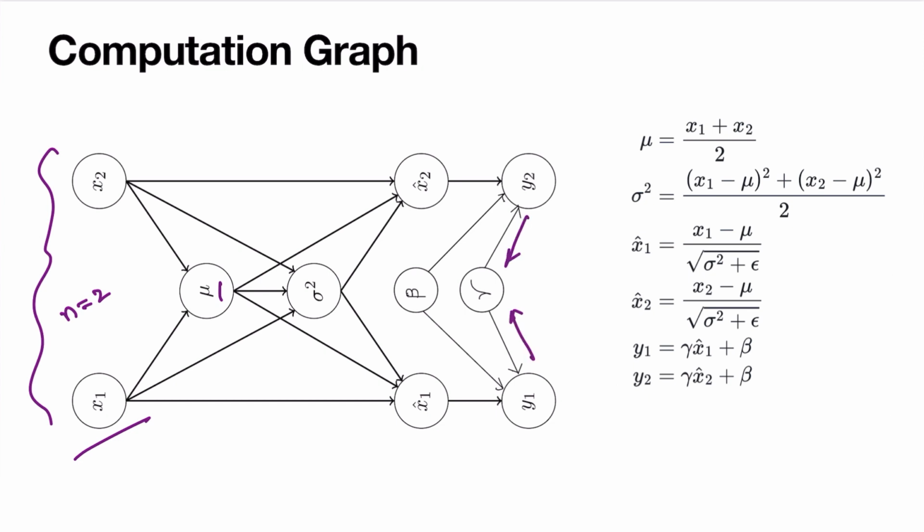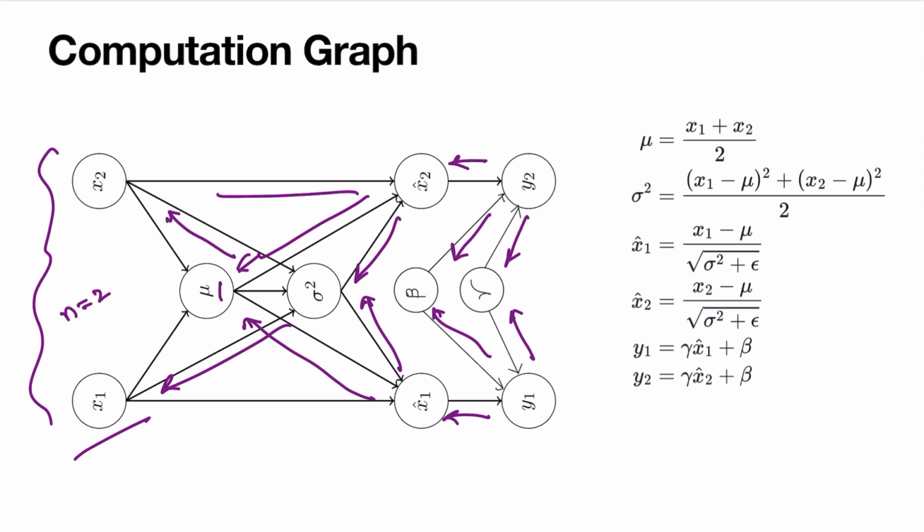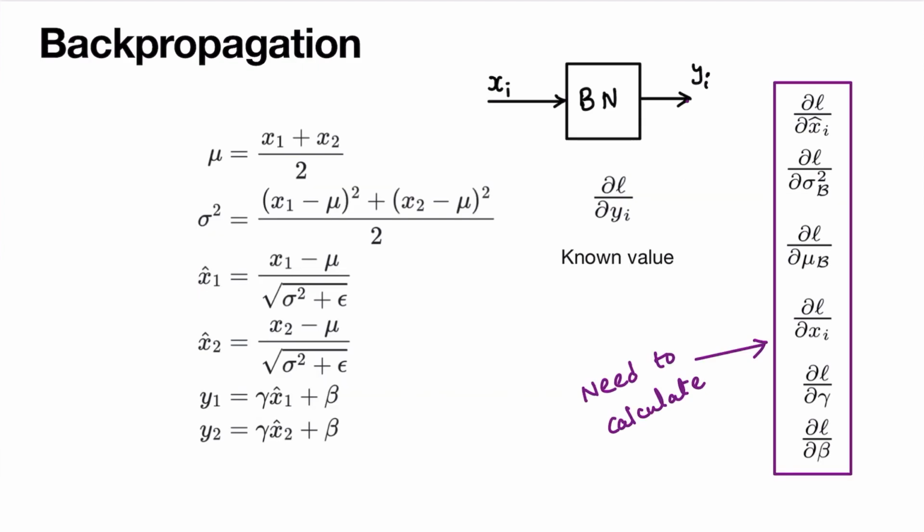From y1 and y2 it will come to beta, and in the same way to gamma. At the same time, from x2 and x1 cap it will come to sigma square, and at the same time it will come to mu. For every connection we need to go backwards and see the dependency, and we need to calculate the derivatives based on those dependencies. So let us see how to do that.